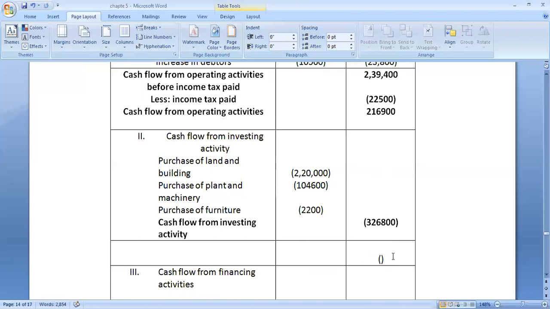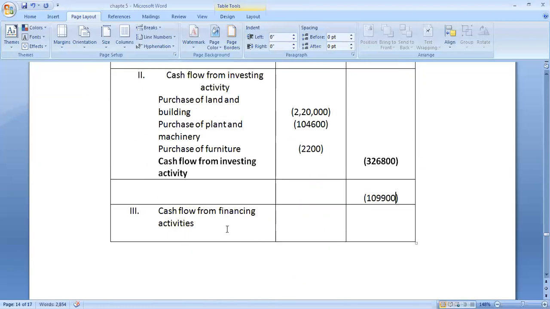So out of 2,16,900, reduce the value now. Okay. So it is 2,16,900 minus 3,26,800. So it is 1,09,900. So take 1,09,900. Okay. So now take all the financing activities information into consideration. That is issue of equity shares. So what is the value of equity shares issued? 50,000. That will be added back.